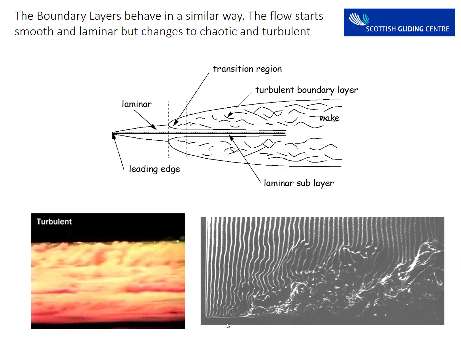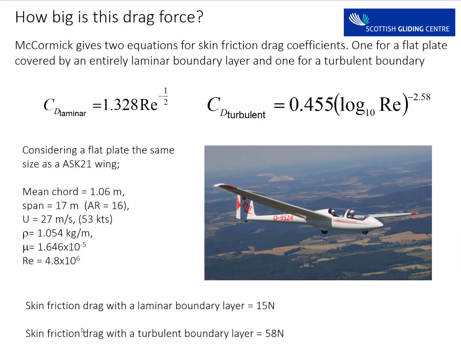And also, as we see here, nice laminar boundary layer to begin with in these hydrogen bubble filaments, becoming random and chaotic and much thicker. Our turbulent boundary layer we see here is much thicker than our nice smooth laminar one. And if we calculate the skin friction drag coefficient for a laminar and a turbulent boundary layer, we come up with some interesting results. This is the K21, and we can do a sum and calculate the skin friction drag on the wings of a K21.